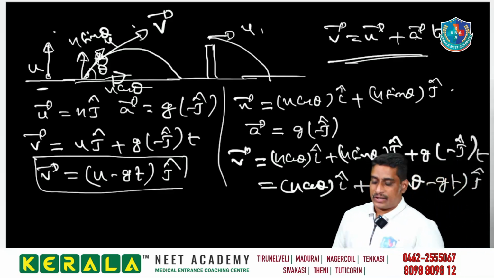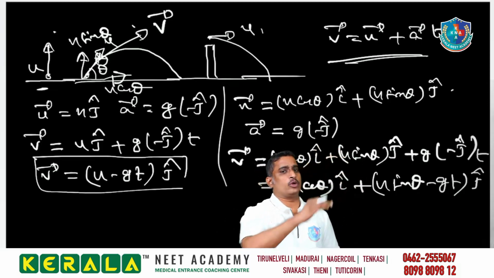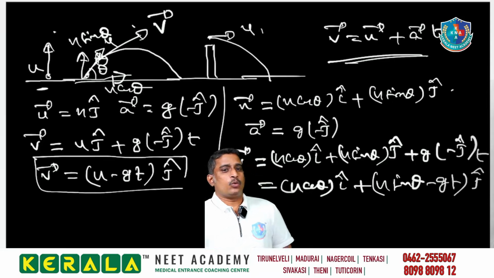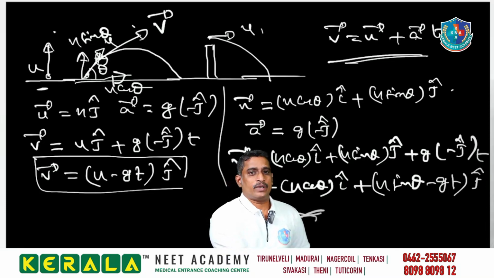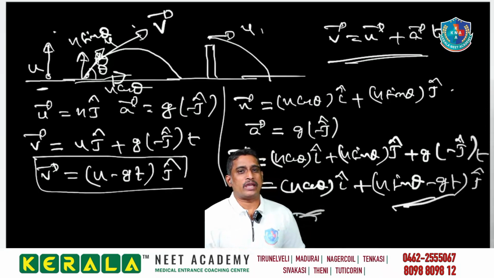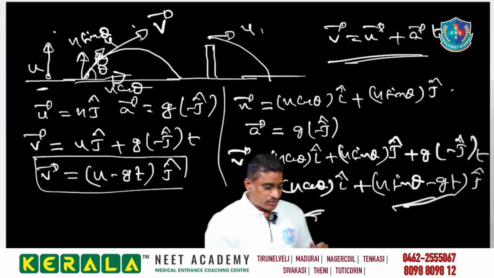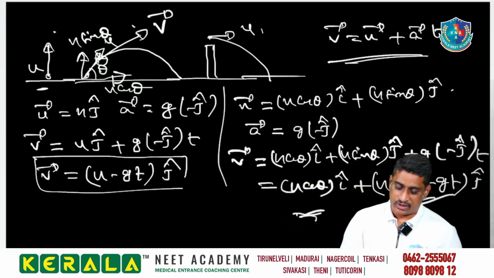The final velocity of this particle in case of an obliquely projected body from the ground will have two components. One component is along the positive x-axis, which is nothing but u cos theta i cap, and one component along the y-axis, nothing but u sin theta minus gt. In a similar way, in the third case also, we can apply the same equation to get the velocity of the particle.